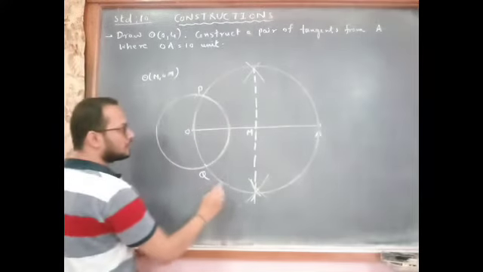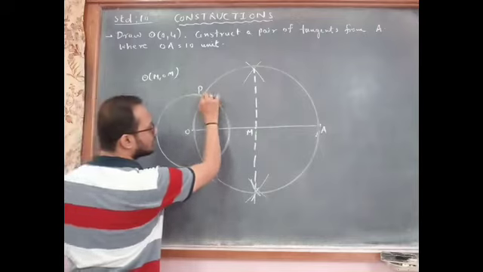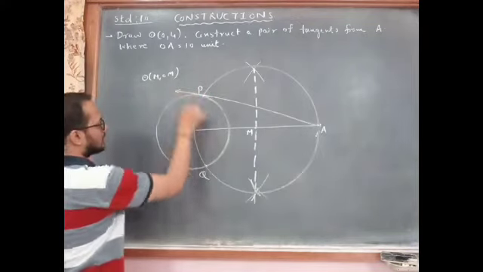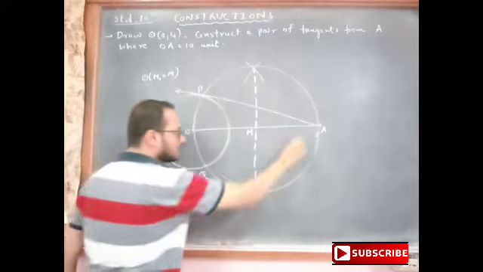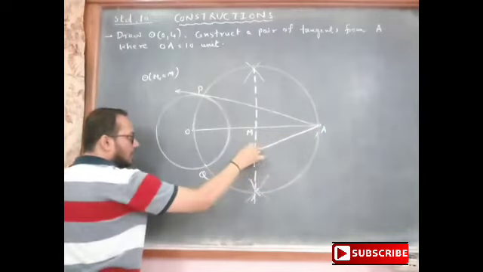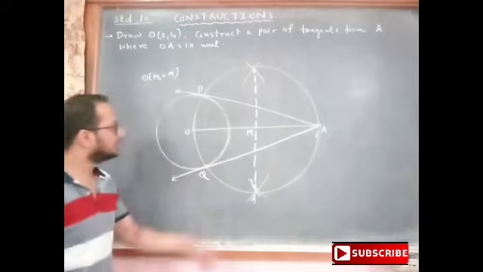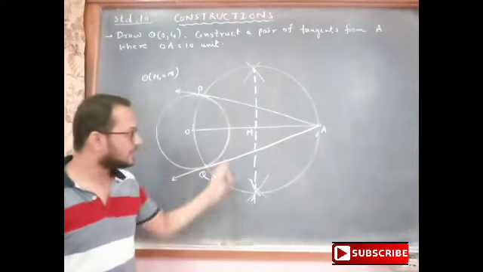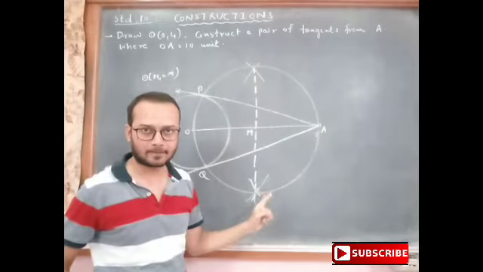Now what we have to do? From point A we will draw ray or line segment or line connecting A to P. Similarly, from point A we can draw another ray or line segment connecting A to Q. So here ray AP and ray AQ are the tangents from a point A to circle O.